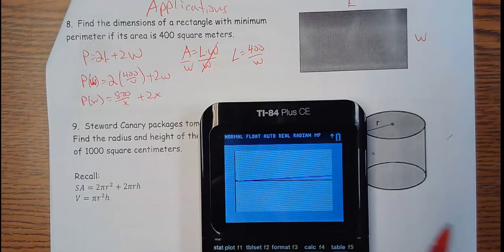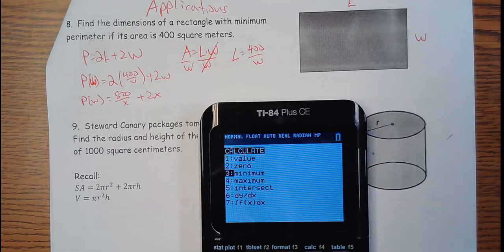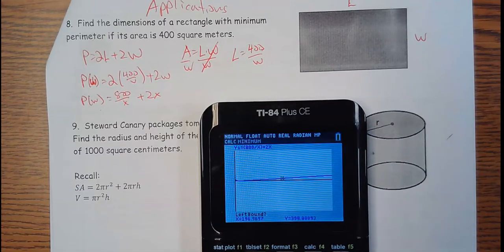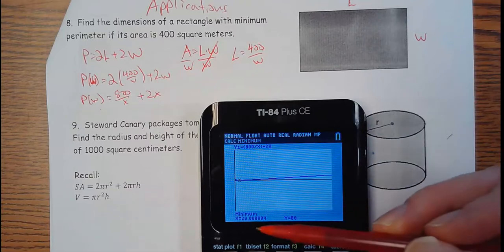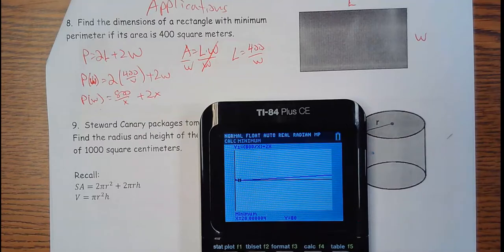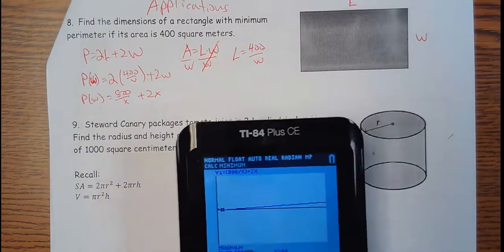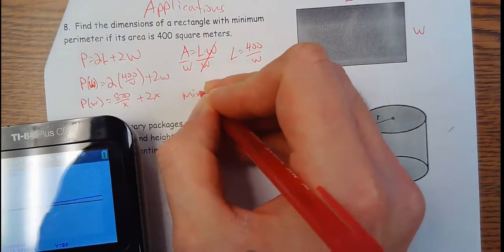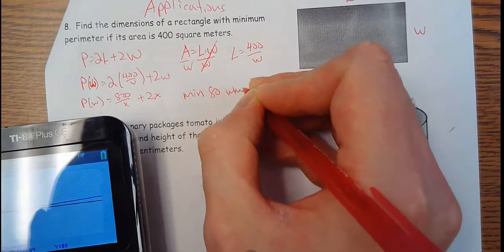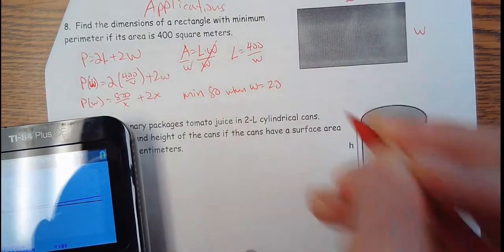And you could probably do it from this screen, do a second calc, and we're going to try to find a minimum value. Let's say if I go over here, in fact, I might just do like 0. And then a right bound, somewhere in here, it's starting to increase for sure. And then a guess, somewhere in there, it really doesn't matter for the guess. And it looks like the minimum value is 80 when the width is 20. So minimum of 80 when the width equals 20.